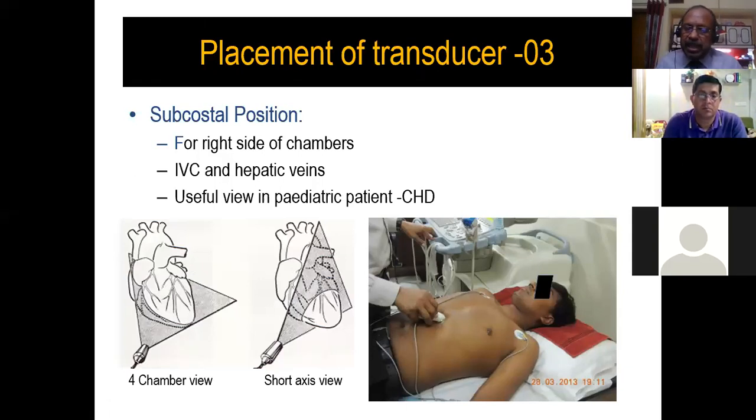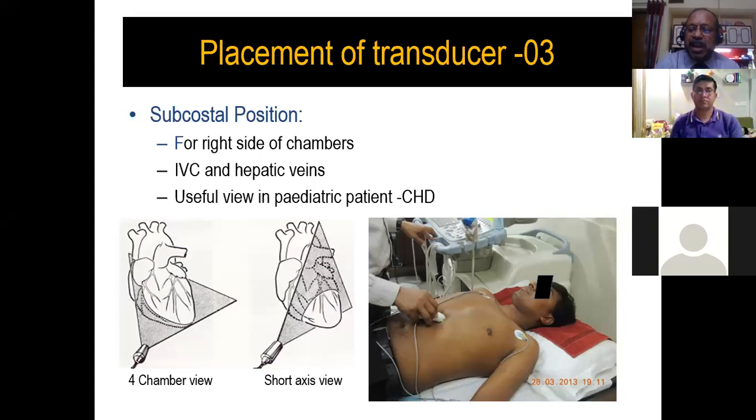So these 4 windows help us in assessing the coronary artery supply of the heart, the most important part to talk of a wall motion abnormality or wall thickening abnormalities in patients. Then comes the subcostal window.